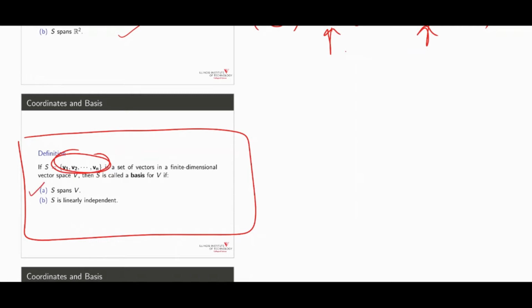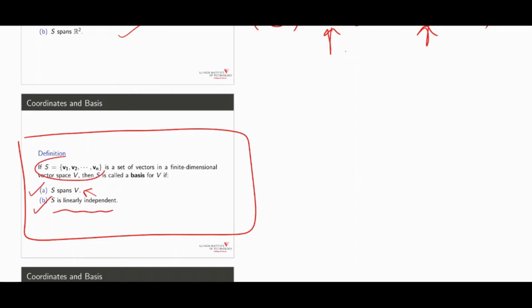Number one, they span the entire vector space V. That means that every vector in the vector space V can be written as a linear combination of all these vectors. That's the proper terminology. And number two, there is no redundancy. That means that they are all linearly independent.